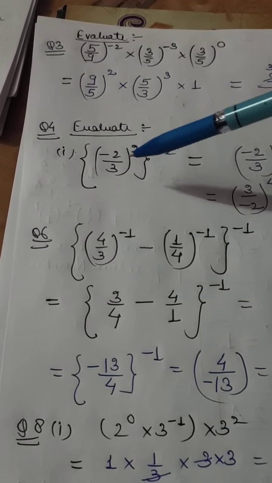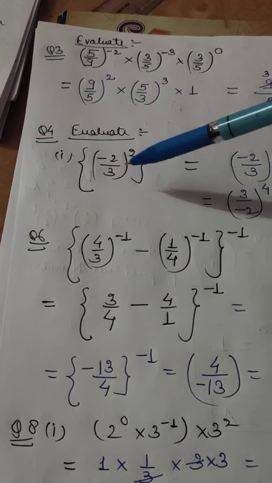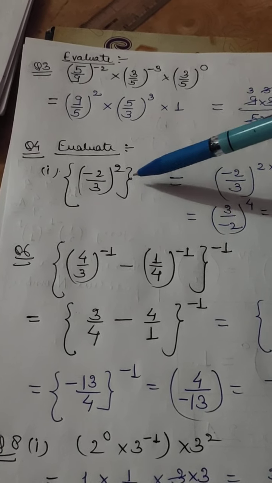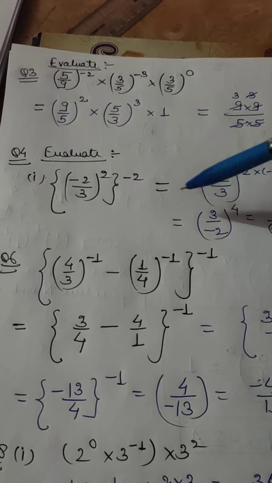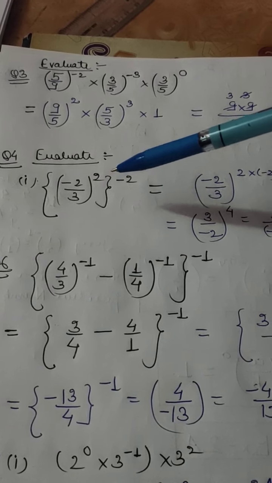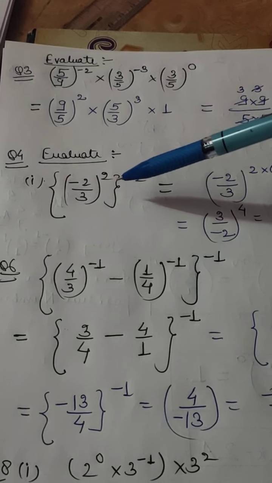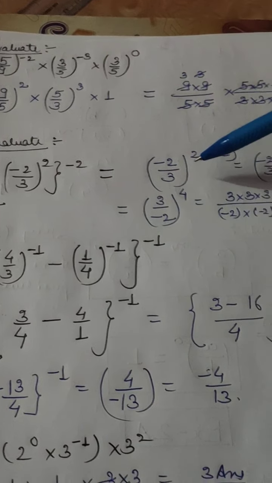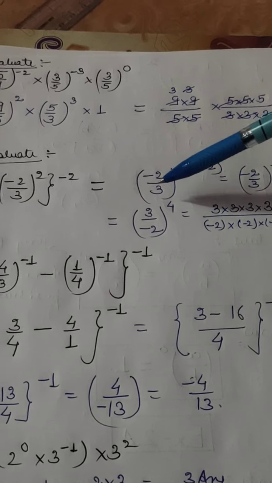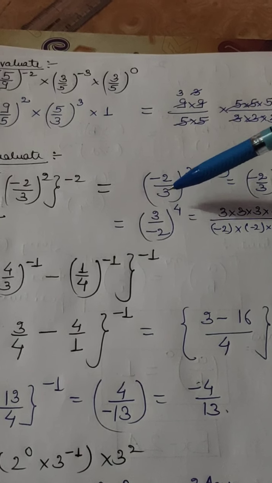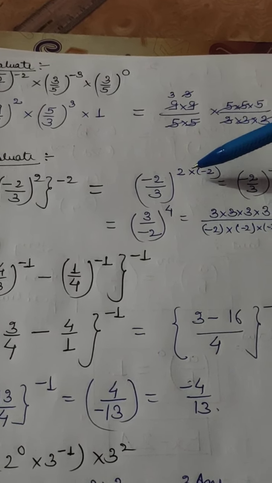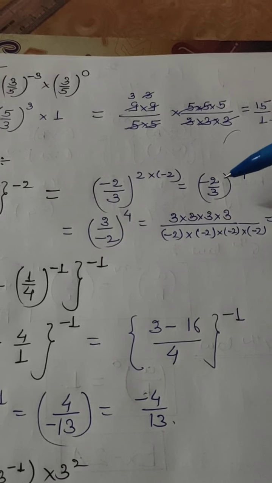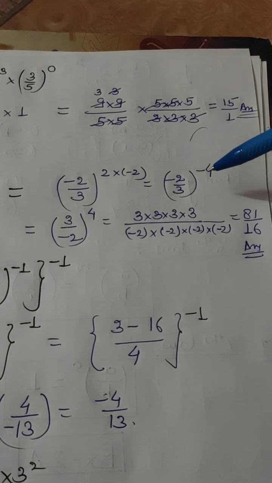In question 4, here minus 2 by 3 is the rational number, first raised to the power 2, and after that it is raised to the power minus 2. So whenever a given rational number is raised to a power twice, then we have to multiply those powers. So in the next step, we kept the inner rational number as it is and multiplied the powers. 2 is multiplied by minus 2, we will get minus 4.